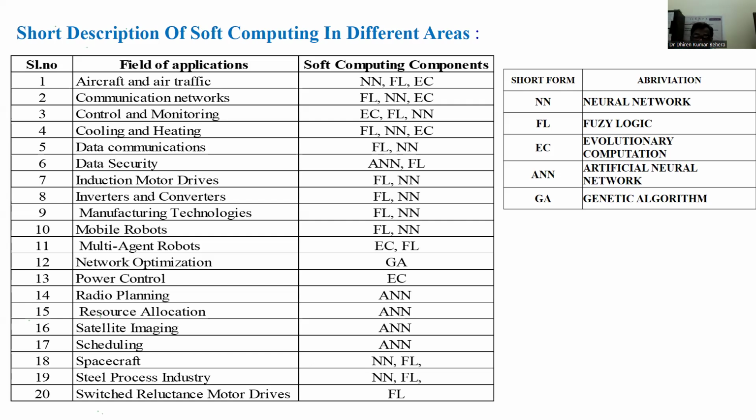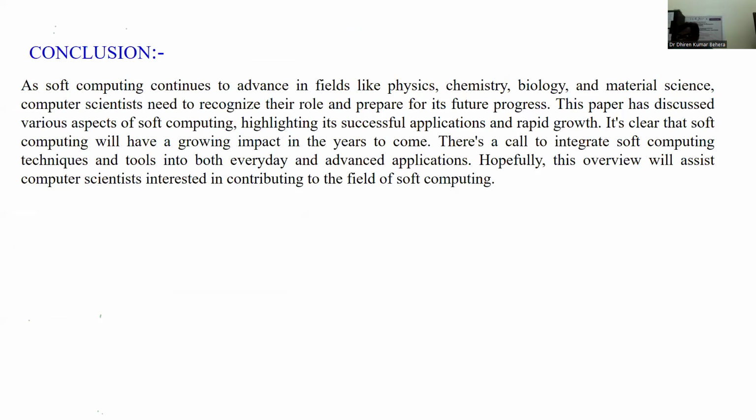So, in short, as soft computing continues to advance in fields like physics, chemistry, biology, or you can say material science, computer sciences need to recognize the role and prepare for its future progress. That means all interrelated scientists need to recognize their role and prepare for its future progress.